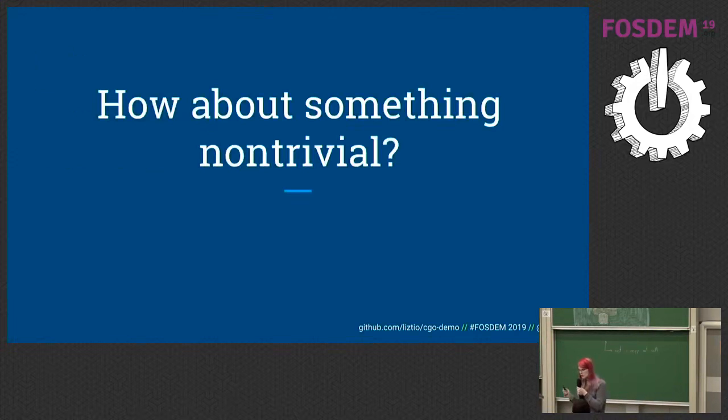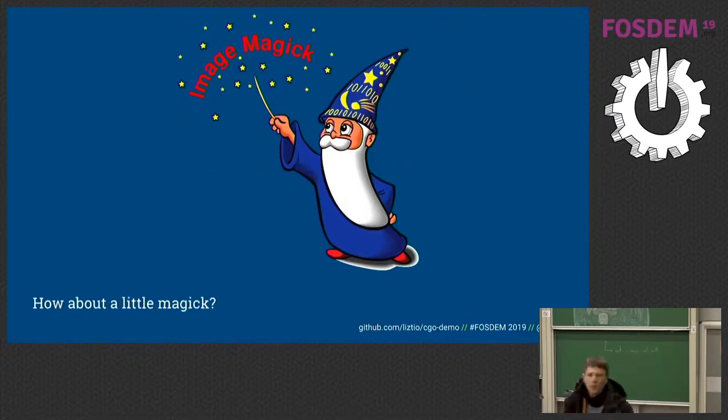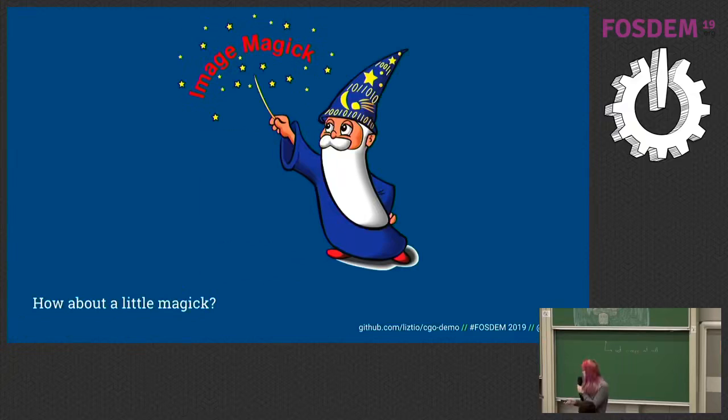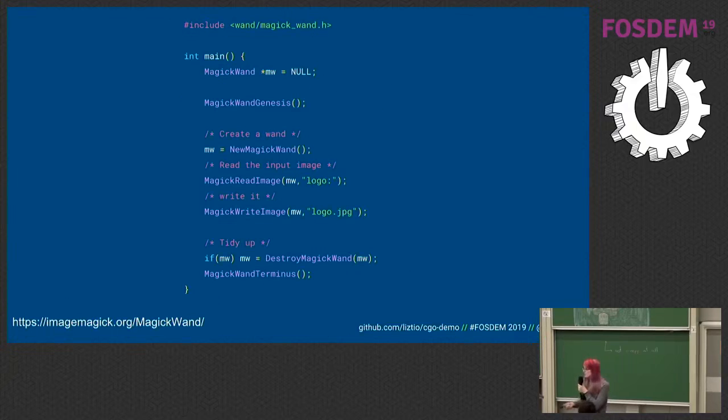Now, this has all been kind of trivial. How about something a little bit more interesting? How about a little magic? Who likes using ImageMagick? It's everybody's favorite library to use, right? This is an example, very simple C ImageMagick program. It takes in that wizard friend, which is defined as logo colon, and it outputs it to logo.jpg. And that's all it does. And just doing that takes like 15 lines of C.